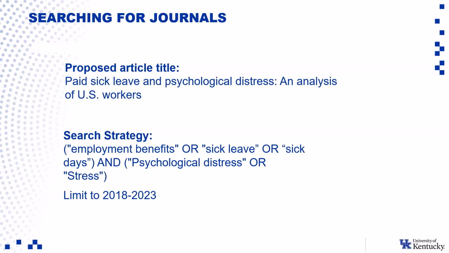So in this example, I'm going to be using this example throughout the presentation. We've drafted a title for our article. Our draft title is Paid Sick Leave and Psychological Distress, an Analysis of U.S. Workers. So once we perform a search in a few of the different databases that we're going to talk about, we can limit to the last 5 to 10 years. I like to limit to the last 5 so that we can make sure that we're focusing on finding journals that are currently publishing and they have published on this topic in recent history.